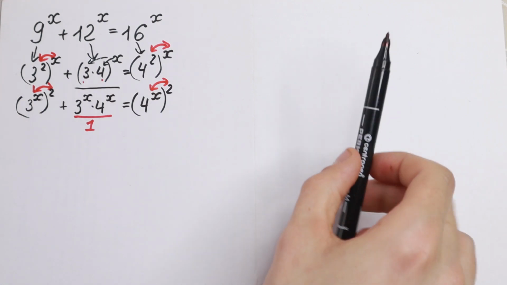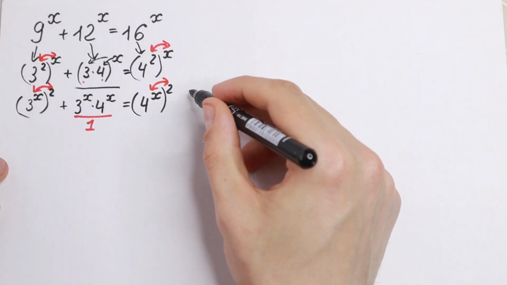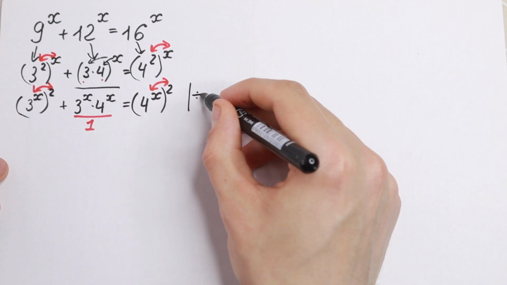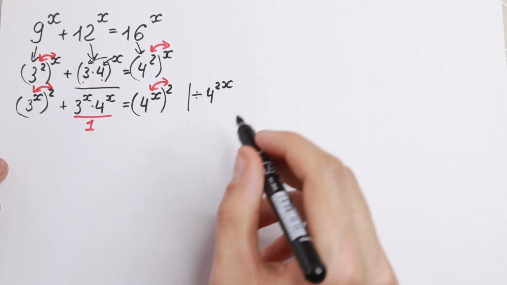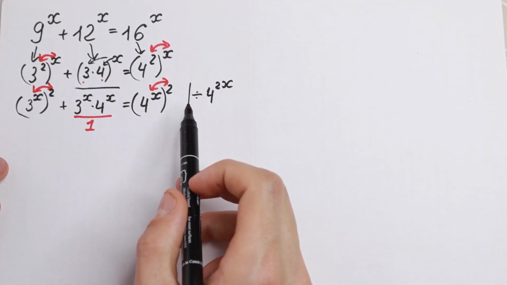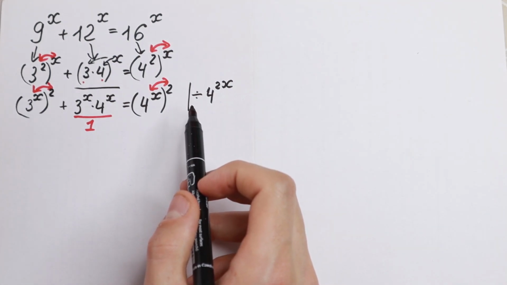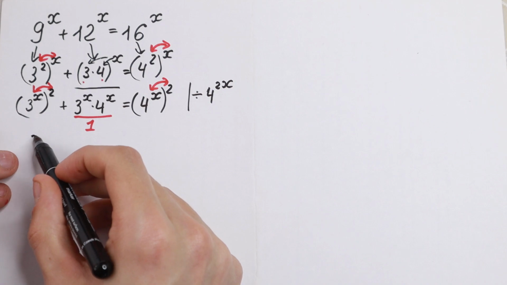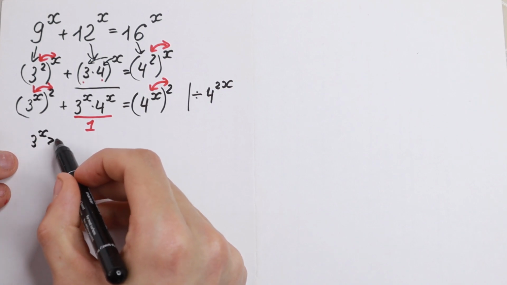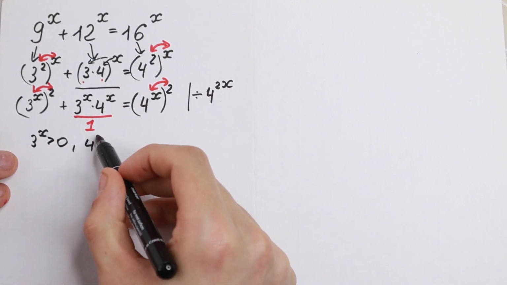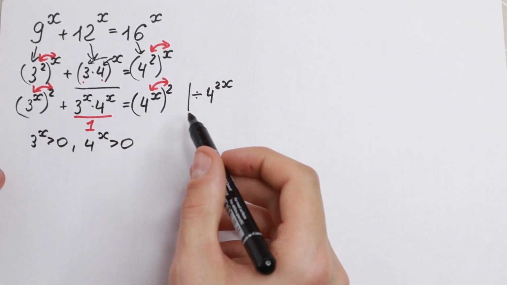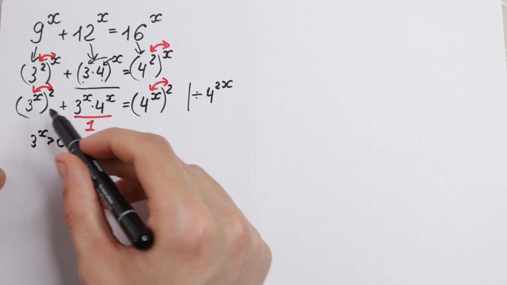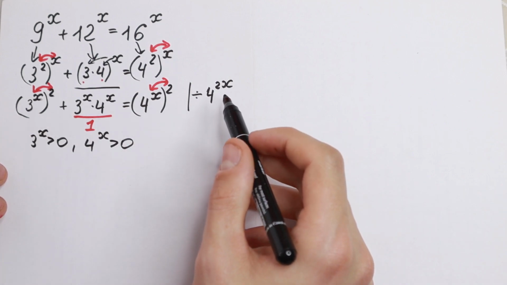So what we're going to do next? Let's divide both sides by 4 to the power 2x. We can do this because right here we have an interesting case. Take a look. 3 to the power x is greater than 0, and of course 4 to the power x is greater than 0, because this is an exponential function. So let's divide this equation by 4 to the power 2x.